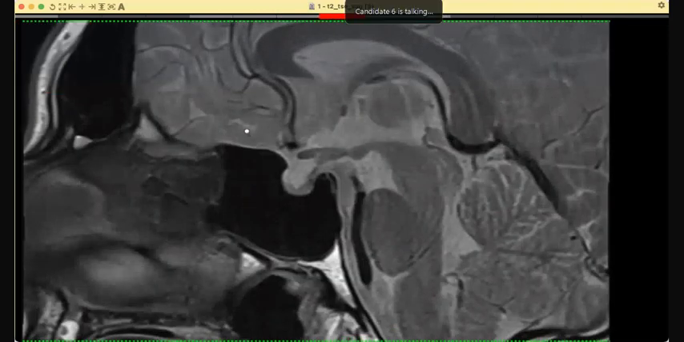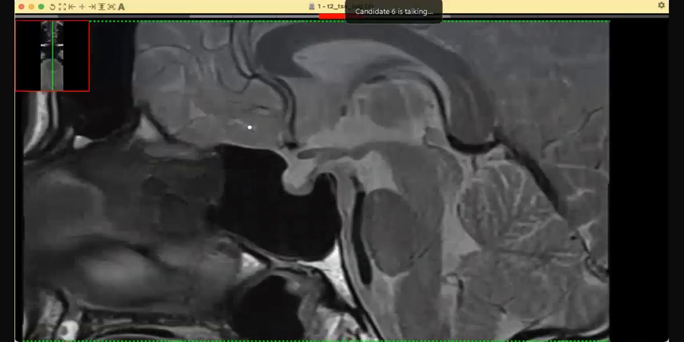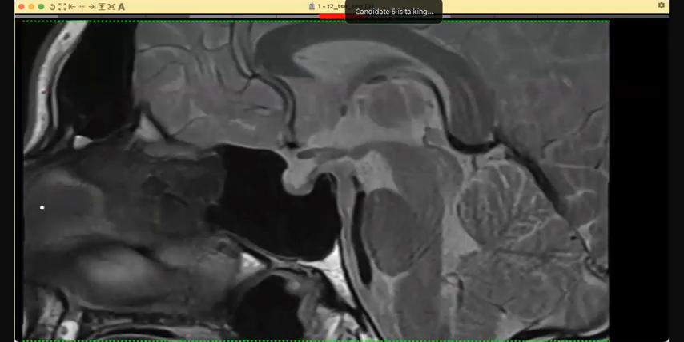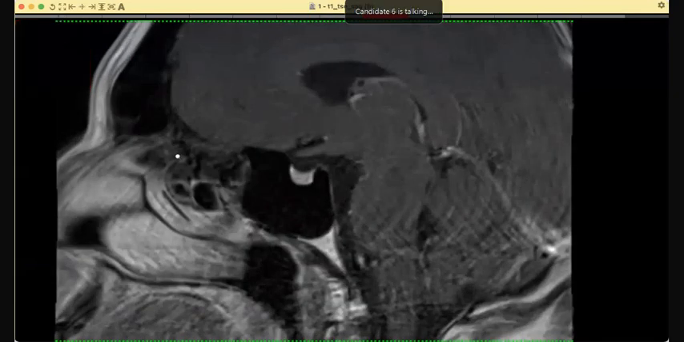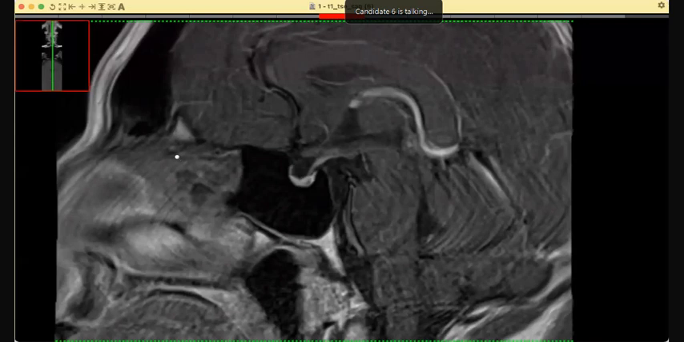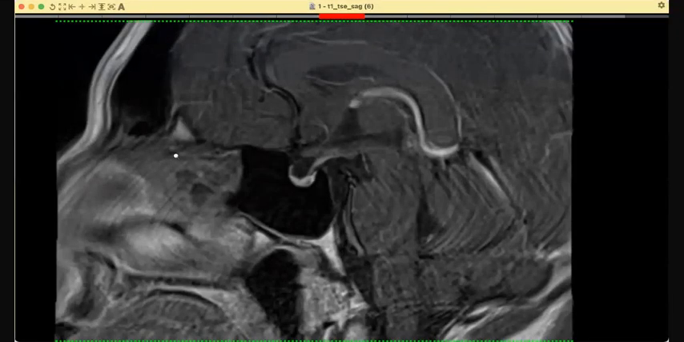I'm trying to look at the stalk for any abnormality, pituitary stalk, but that appears to be unremarkable. So in a hypoenhancing focus in the pituitary, my top two differentials would be a Rathke's cleft cyst and an adenoma, pituitary microadenoma. The patient presented with polyuria.